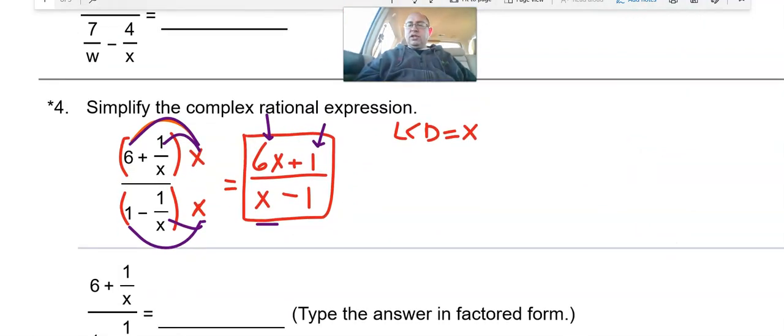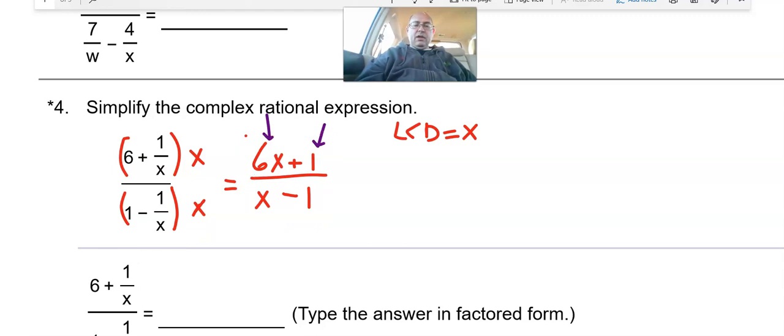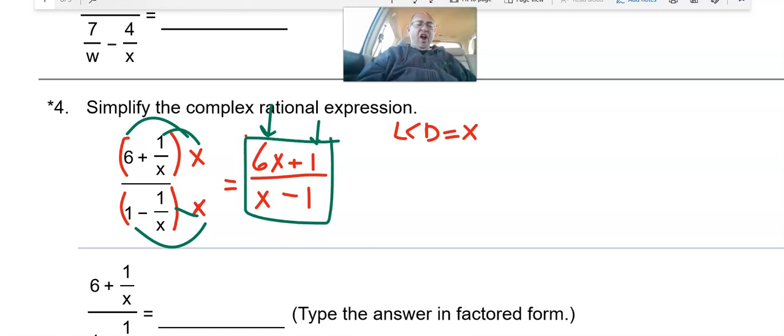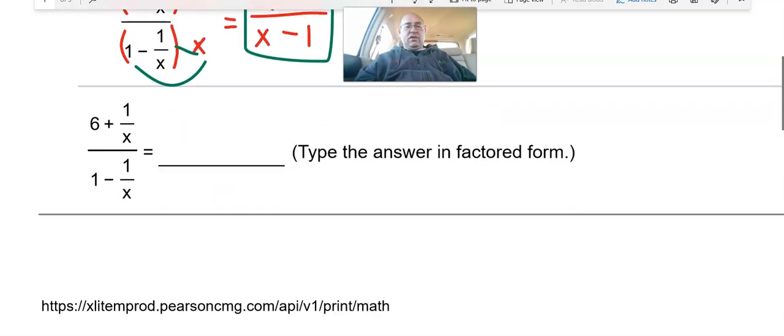On the next question, you can see that I multiplied everything by x. That was my LCD. And when I did x times 6, that just gave me 6x. x times 1 over x, the x's cancel, leaving me plus 1. x times 1, x times negative 1 over x. And so we get this fraction, and there's nothing I can factor out of the top. So nothing's canceling out. That is exactly as simple as it gets.